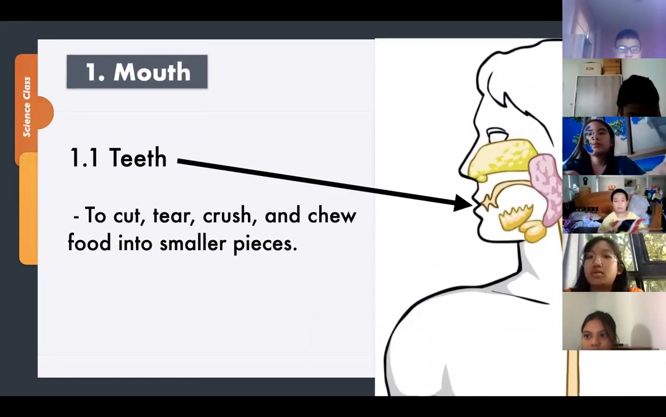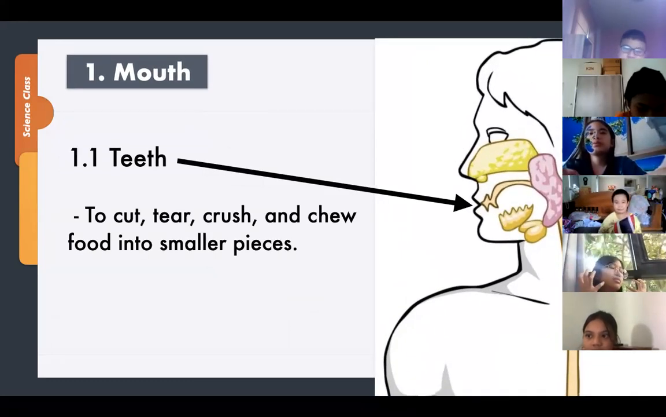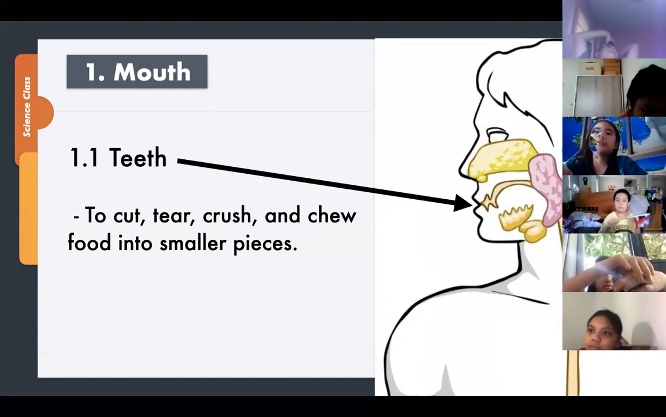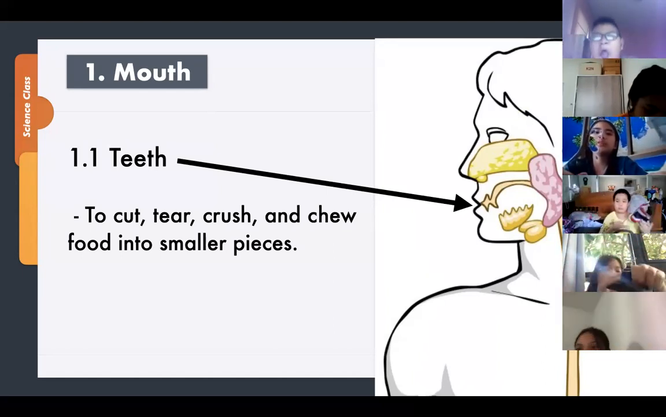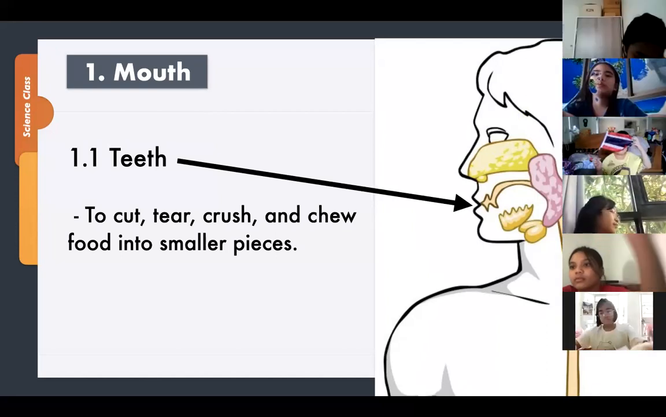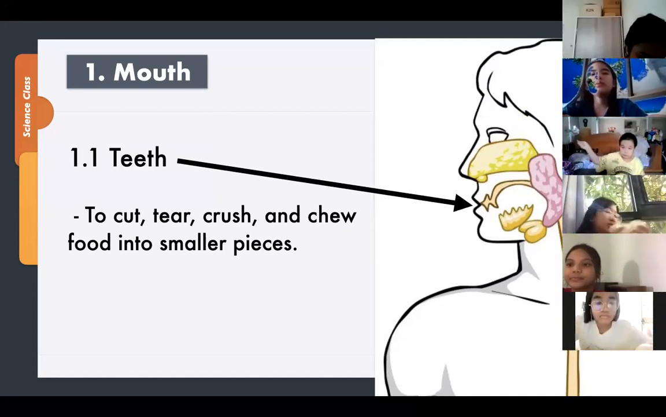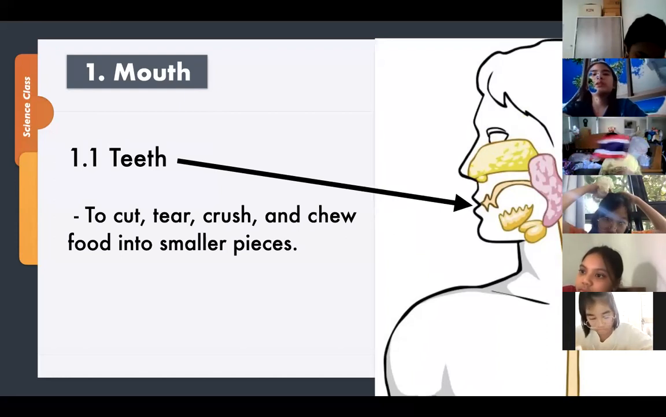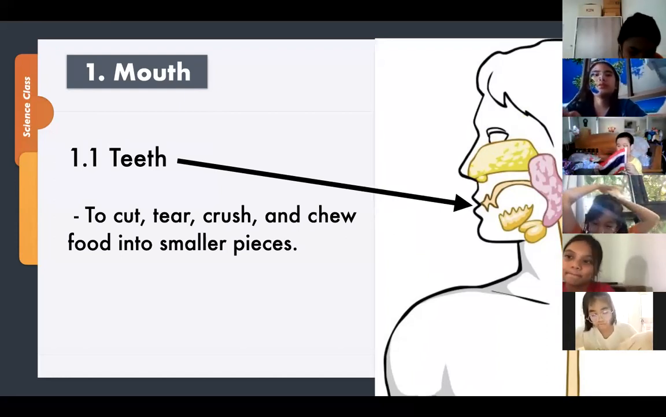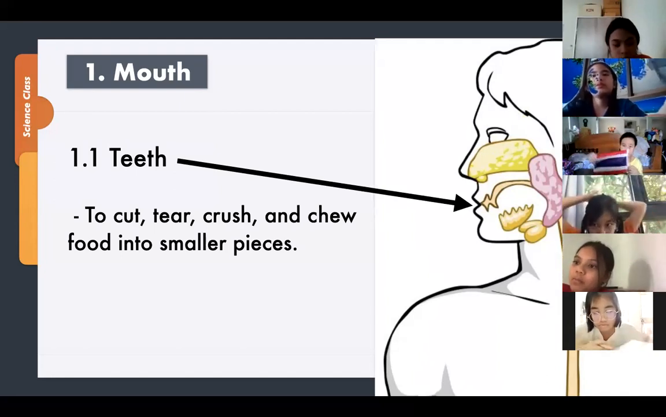Now for the mouth, the mouth is divided into three parts. Number one, upon entering, the food first undergoes the work of the teeth. Teeth are used to cut, tear, crush, and chew food into smaller pieces. So the first work of the mouth is to make the food into smaller pieces by biting it, by crushing it, by chewing it. That is the work of the teeth.